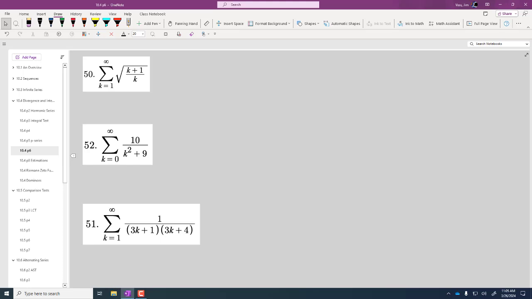So, first thing, we always think about the limit of a sub k. That should at least cross our mind. So we glance at these three. That one, definitely goes to 0, definitely goes to 0. That one, what's the limit of a sub k for that one?